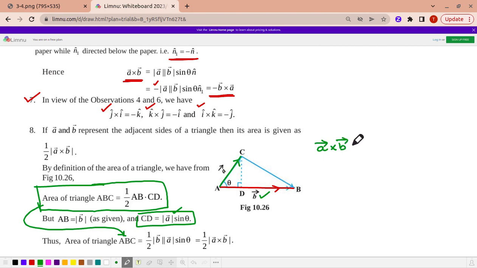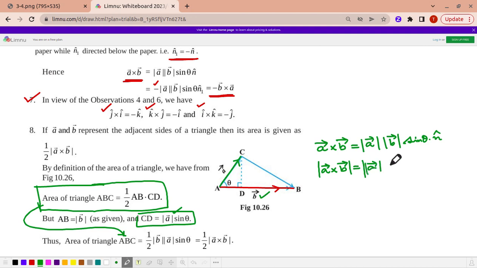A cross B is equal to mod A into mod B into sin theta into n cap, where n cap is a unit vector perpendicular to both the vectors A and B, or you can say the perpendicular to the plane containing the vectors A and B. Now, if we take a mod of this thing, so what will happen? We will take mod of A cross B. That will give the mod value of the entire thing.